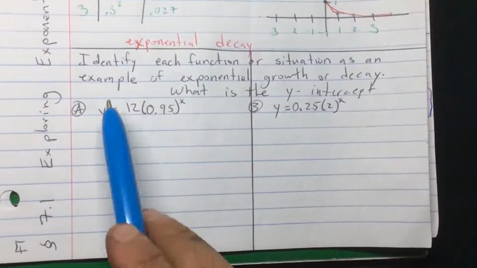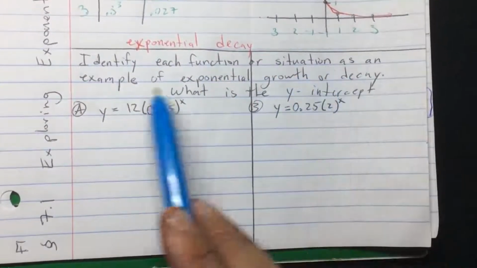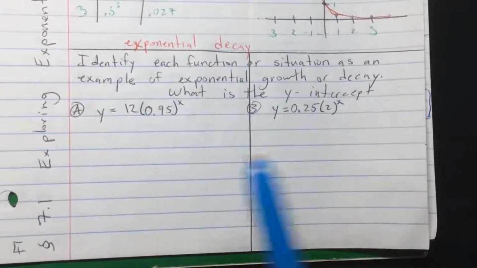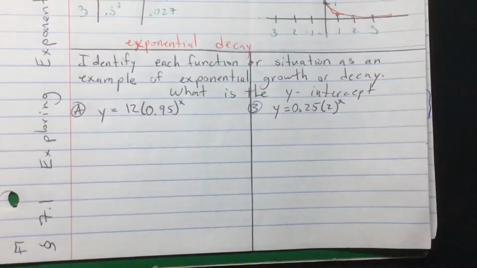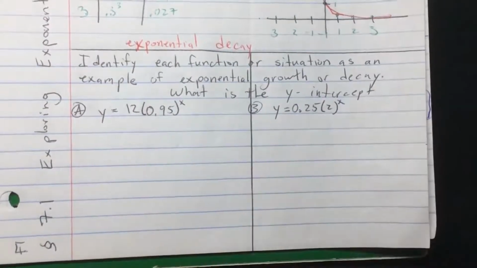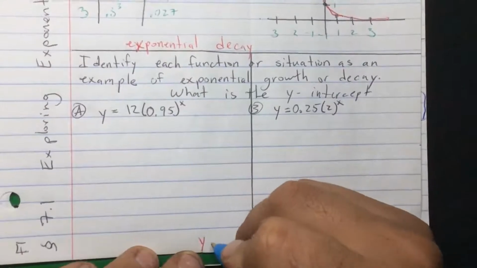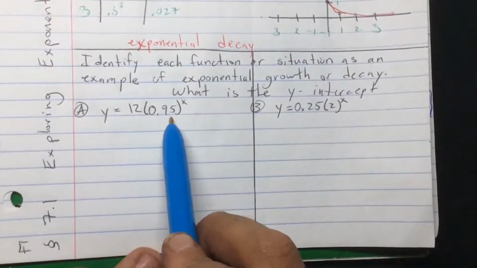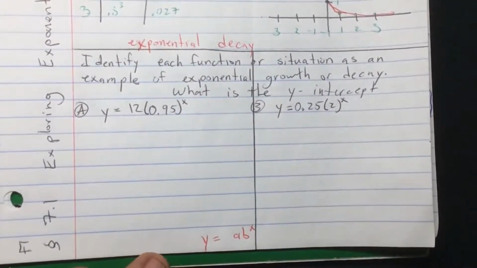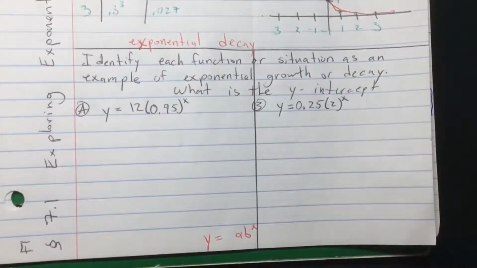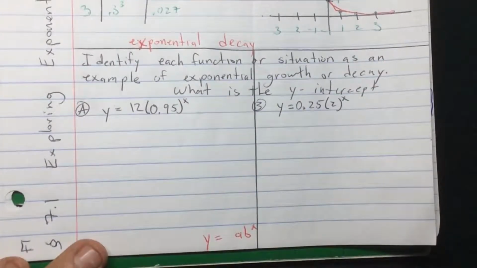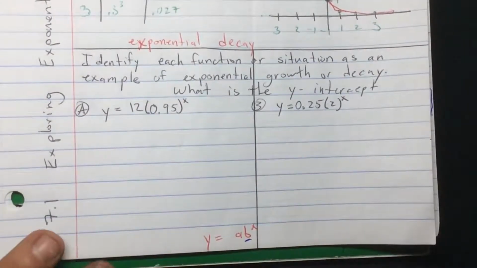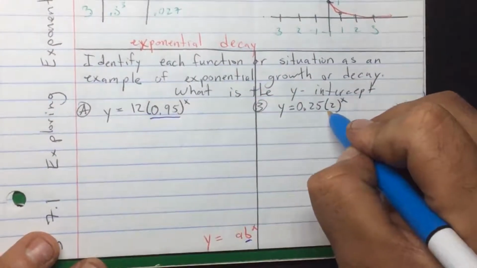For this one, it says identify each function or situation as an example of an exponential growth or decay. Then we have to figure out if it is a growth or decay and figure out what the y-intercept is. We're going to be using the formula y is equal to ab to the x. You can see we have our a here, our b here, and then our x here, and y is y. For this one, we're really going to be looking at our b. It's going to be the main thing to figure out if it's going to be an exponential growth or an exponential decay. For this one here, it's the 0.95, and for this one here, it's the 2.